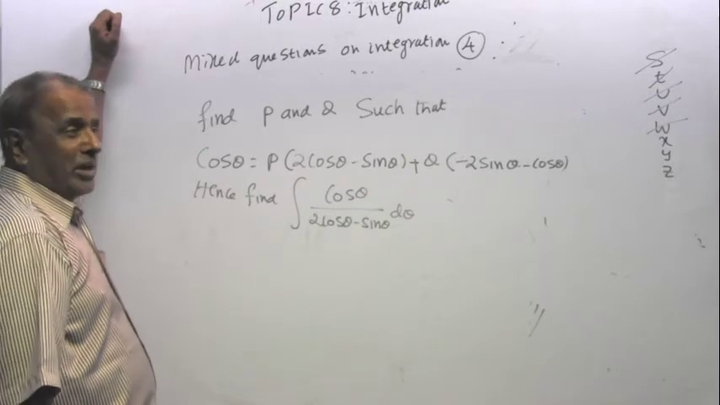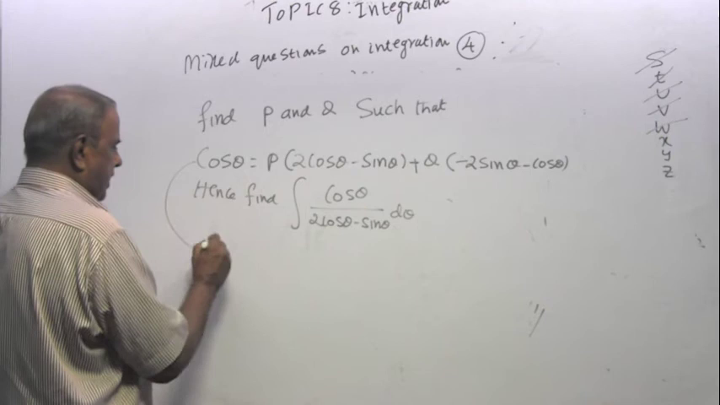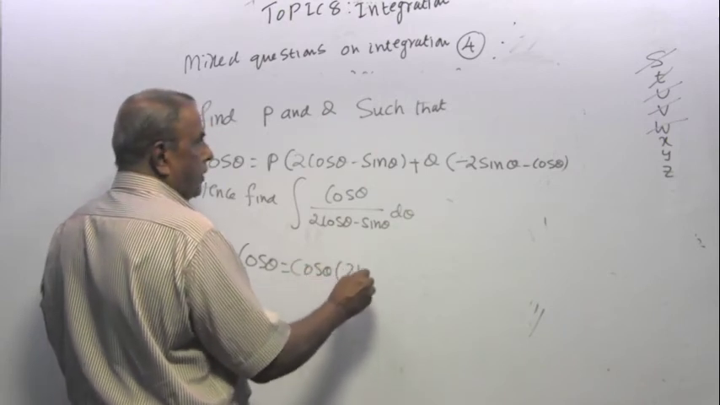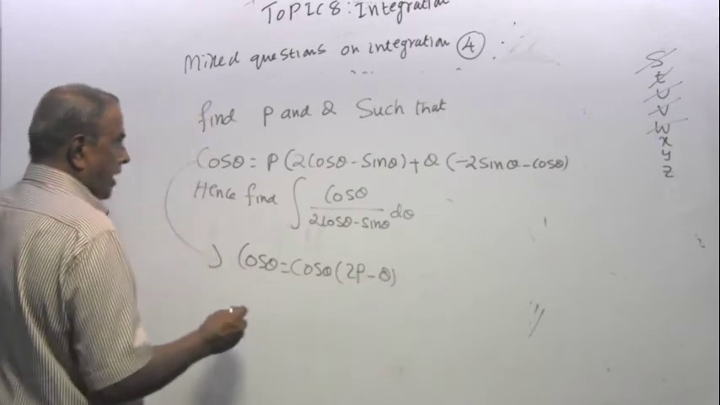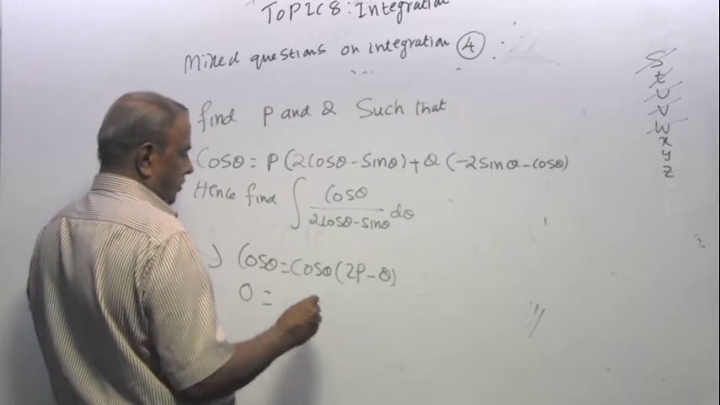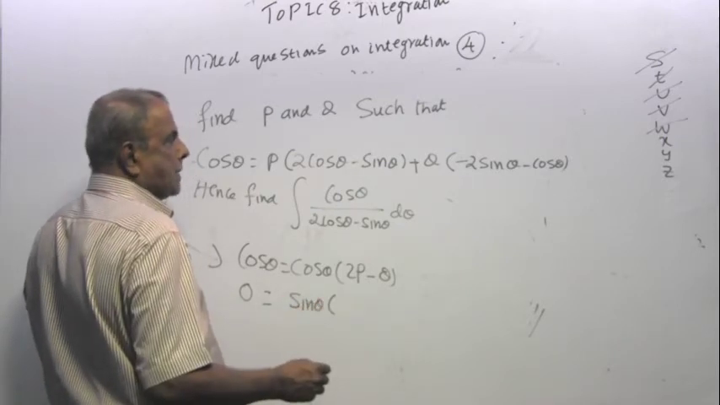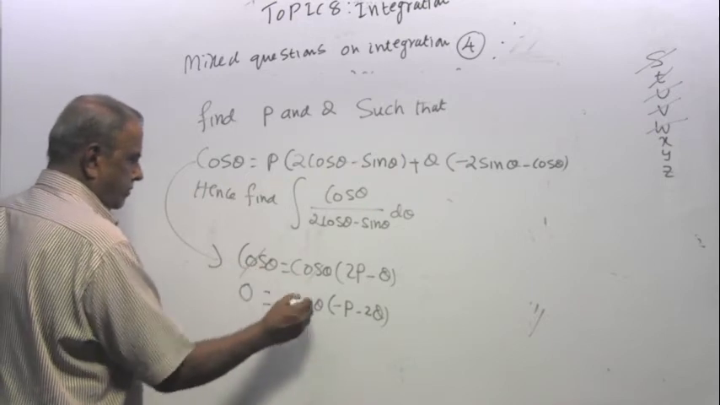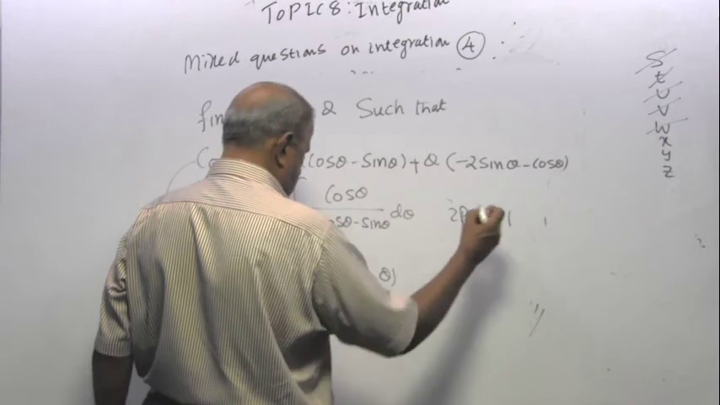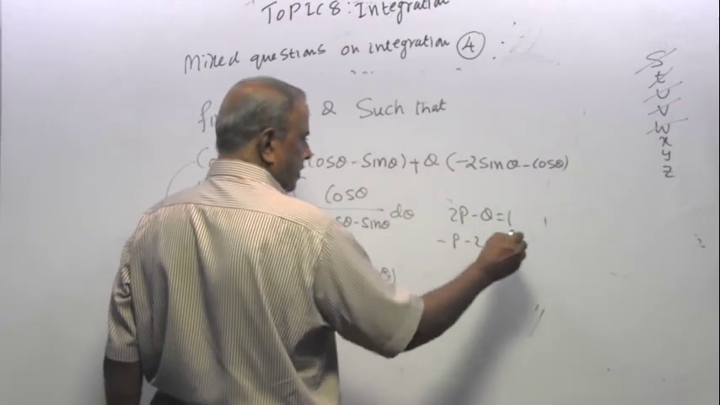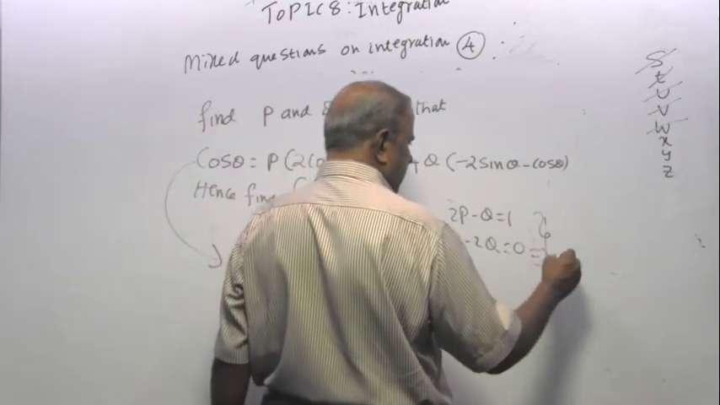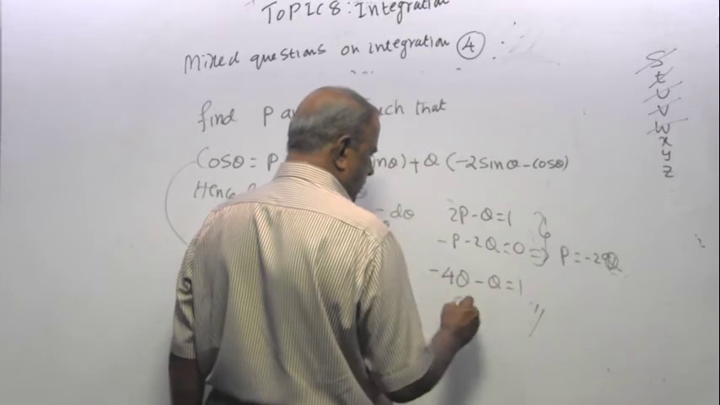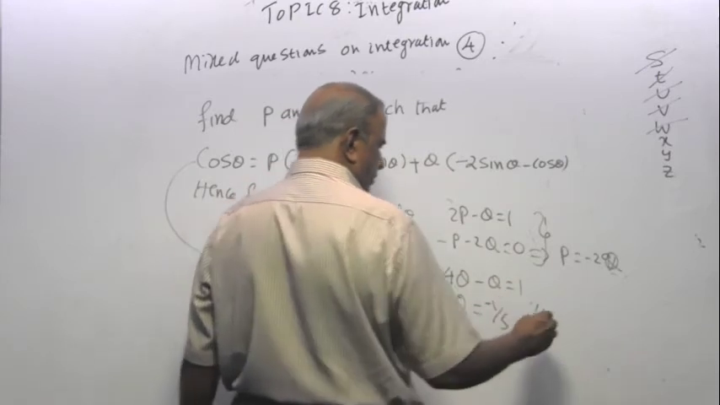This technique I discussed about 4 or 5 videos ago. So from here, cos theta equals cos theta times (2p minus q), and 0 equals sin theta times (minus p minus 2q). So 2p minus q equals 1, and minus p minus 2q equals 0. From the second one, p equals minus 2q. So minus 4q minus q equals 1, so q is minus 1/5. So p is 2/5.